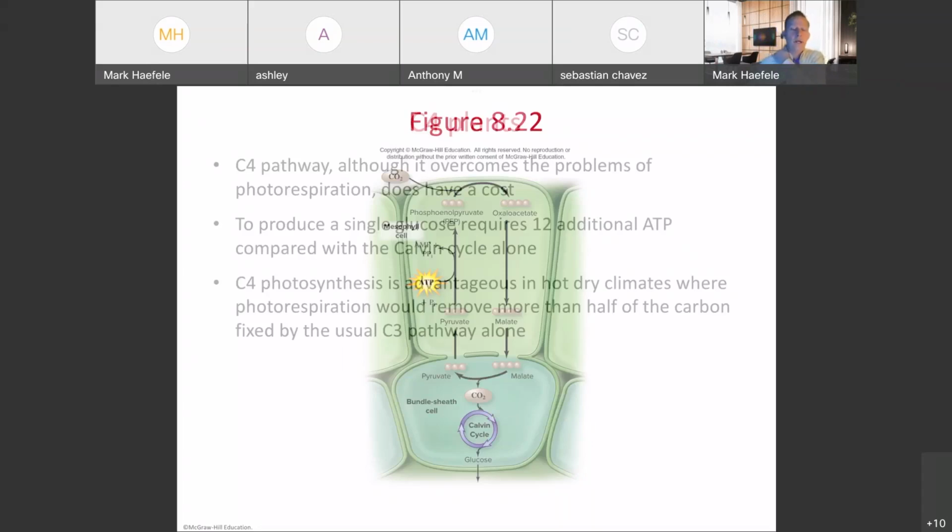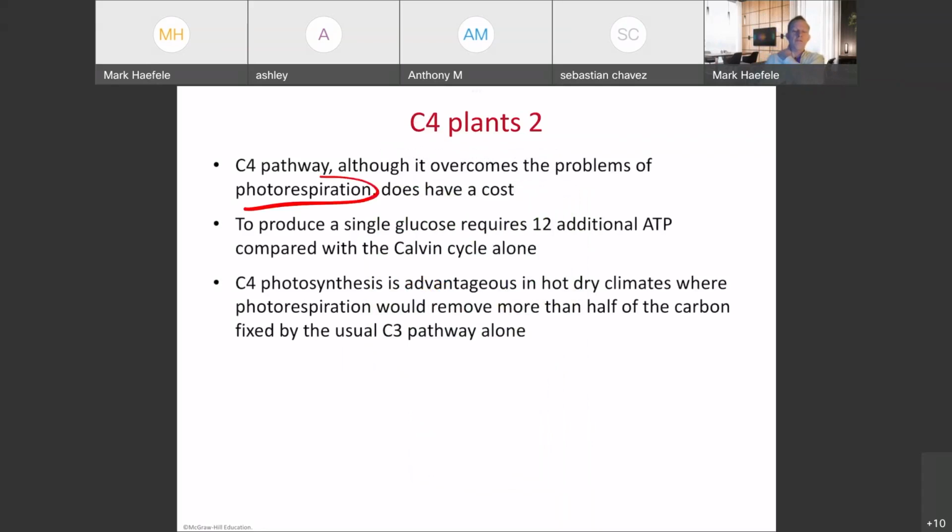So this is where you get rid of or get over that photorespiration piece. However, it is expensive, right? Because you have to generate ATP in order to do it. So you have to have a good, strong, robust energy plan in order to pull off a C4, which is one of the reasons why C4 plants are energy hogs.